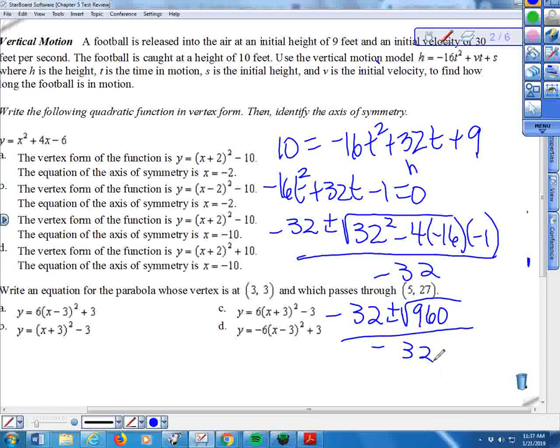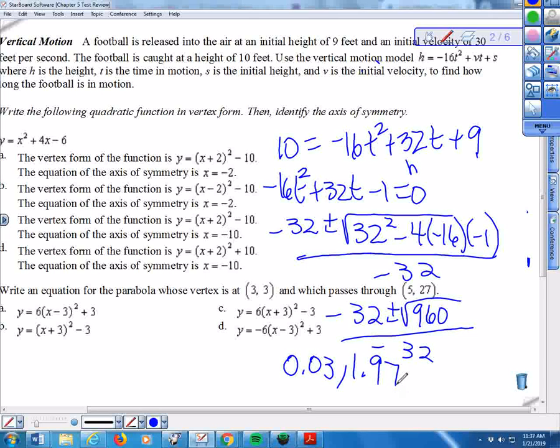So I'm going to take negative 32 plus the square root of 960, divide that by negative 32. I get positive 0.03. Or I take negative 32 minus the square root of 960 divided by negative 32. I get positive 1.97. Well, there are my 2 times.